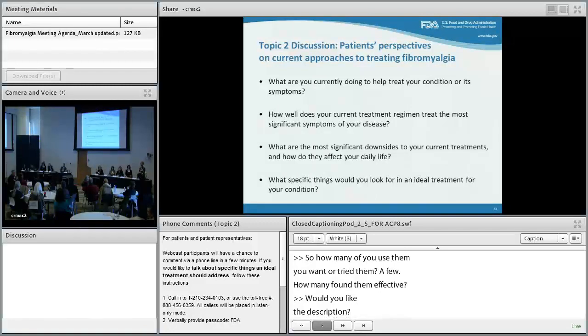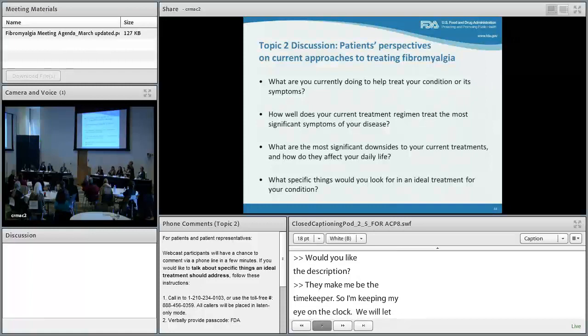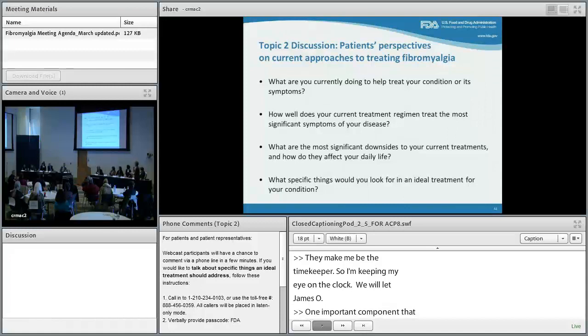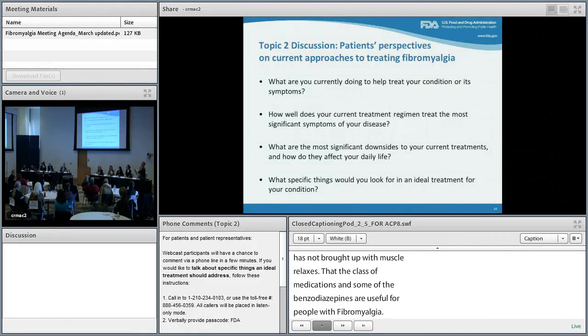They make me the timekeeper, so I keep my eye on this clock. We'll let Jan go. One important component that has not been brought up here today is muscle relaxants. That's a class of medications. Some of the benzodiazepines really are useful for people with fibromyalgia. Okay, thanks, Jan. Okay, Gwen, and then we'll go to Liz's question.